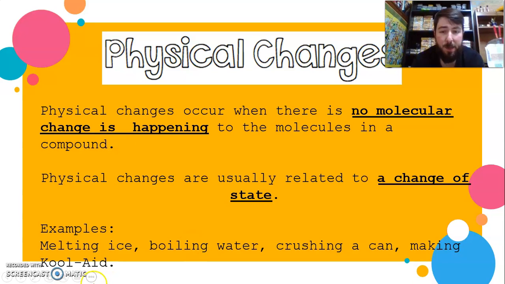A couple of other examples, crushing a can. If I had a can of whatever your beverage of choice is, and I squish it, I'm changing the physical appearance of it, but there's nothing changing on a chemical level. It's just changing the way something looks. Another example would be making Kool-Aid. We are putting the powder into the water and mixing it together, but essentially it's still water and powder. There's no chemical reaction happening.